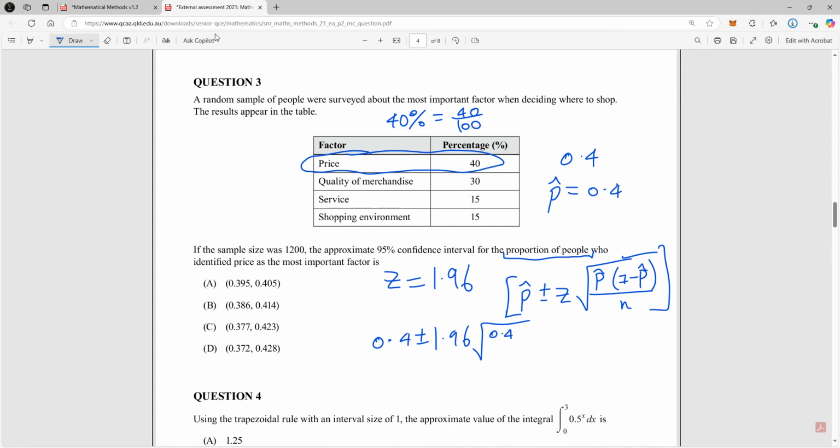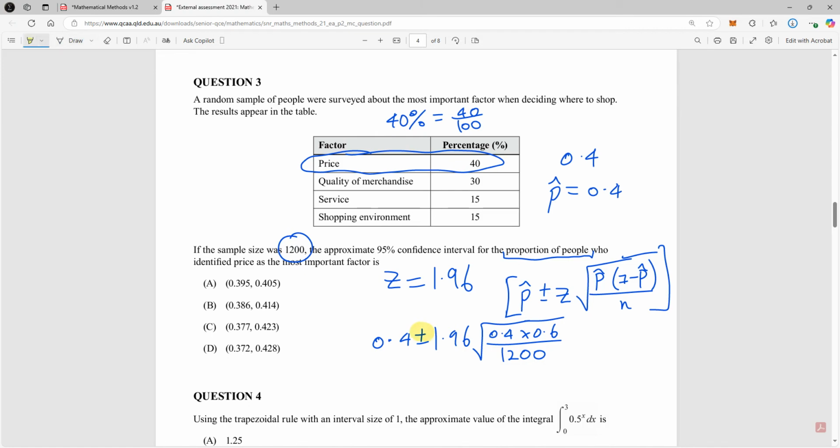1 minus 0.4 is 0.6, so 0.6. And the entire population here, or sample size, is 1,200. Now, the plus is going to give you the upper value of the confidence interval. The minus is going to give you the lower bound, because the confidence interval is basically saying between what two values am I 95% confident that this value lies in. That's all it is.